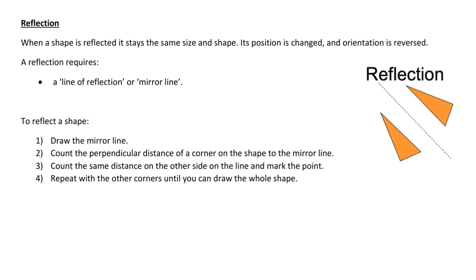So when a shape is reflected, it stays the same shape and size. Its position is changed and the orientation is reversed. A reflection requires a line of reflection or a mirror line. And for this we should be familiar as well with the lines y equals a, which are all horizontal lines passing through the y-axis at a, or x equals b, which are vertical lines crossing the x-axis at b, and also the form of y equals plus or minus x.